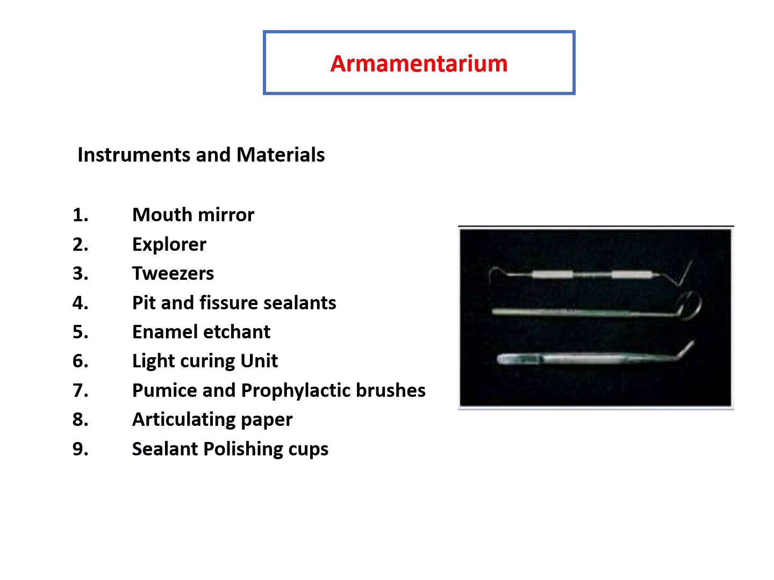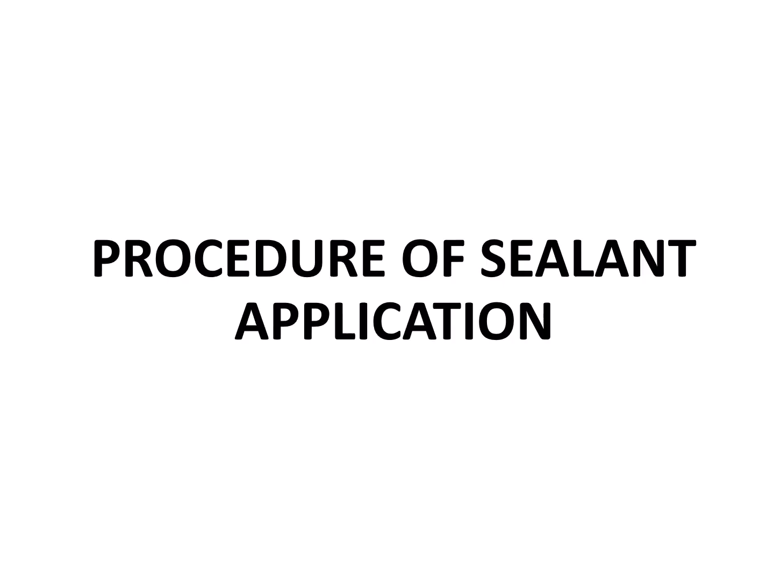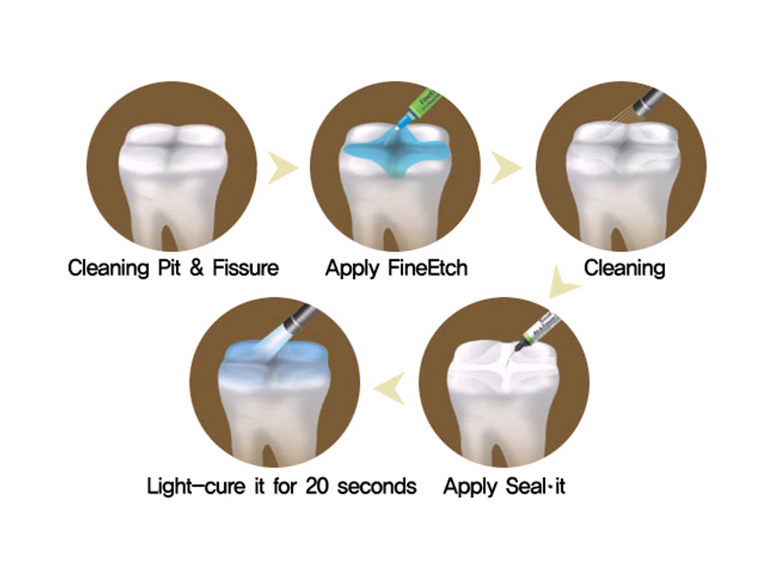The armamentarium used in pit and fissure sealant are mouth mirror, explorer, tweezer, pit and fissure sealant, enamel hatchet, light curing unit, pumice, prophylactic brush, articulating paper, and sealant polishing cups. So the technique will be discussed right now. The first thing to do is the time to seal, that is, when the sealant should be placed. It is the very first thing to think. The first procedure that is started is polishing the tooth surface.